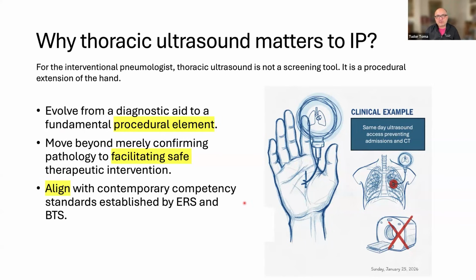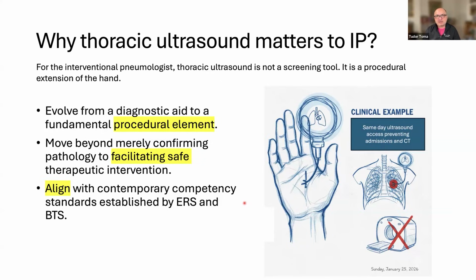So thoracic ultrasound with interventional pulmonology is not about the diagnosis. It's not a screening tool. It's a tool which helps the dynamics of the procedure. So it helps in particular with facilitating safe interventional pulmonology procedures, interventional pulmonology interventions.